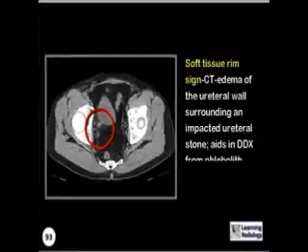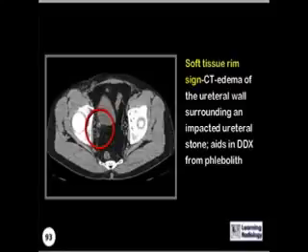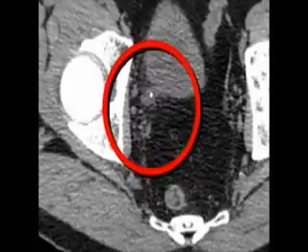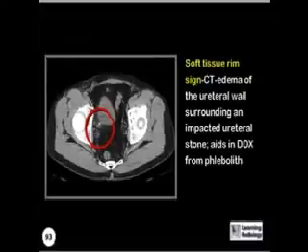This is the soft tissue rim sign seen on CT. There is edema of the ureteral wall surrounding an impacted ureteral stone. It aids in the differential diagnosis from a phlebolith, which does not have the soft tissue rim sign. What is this called?